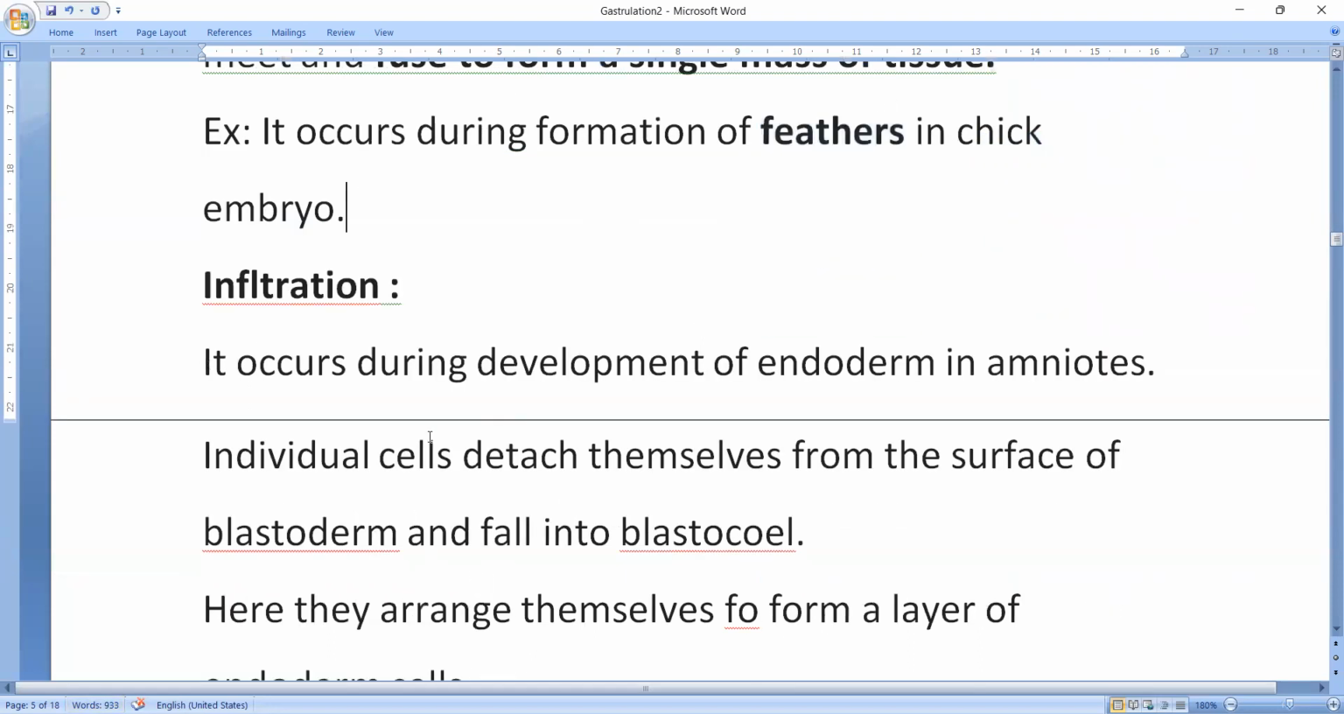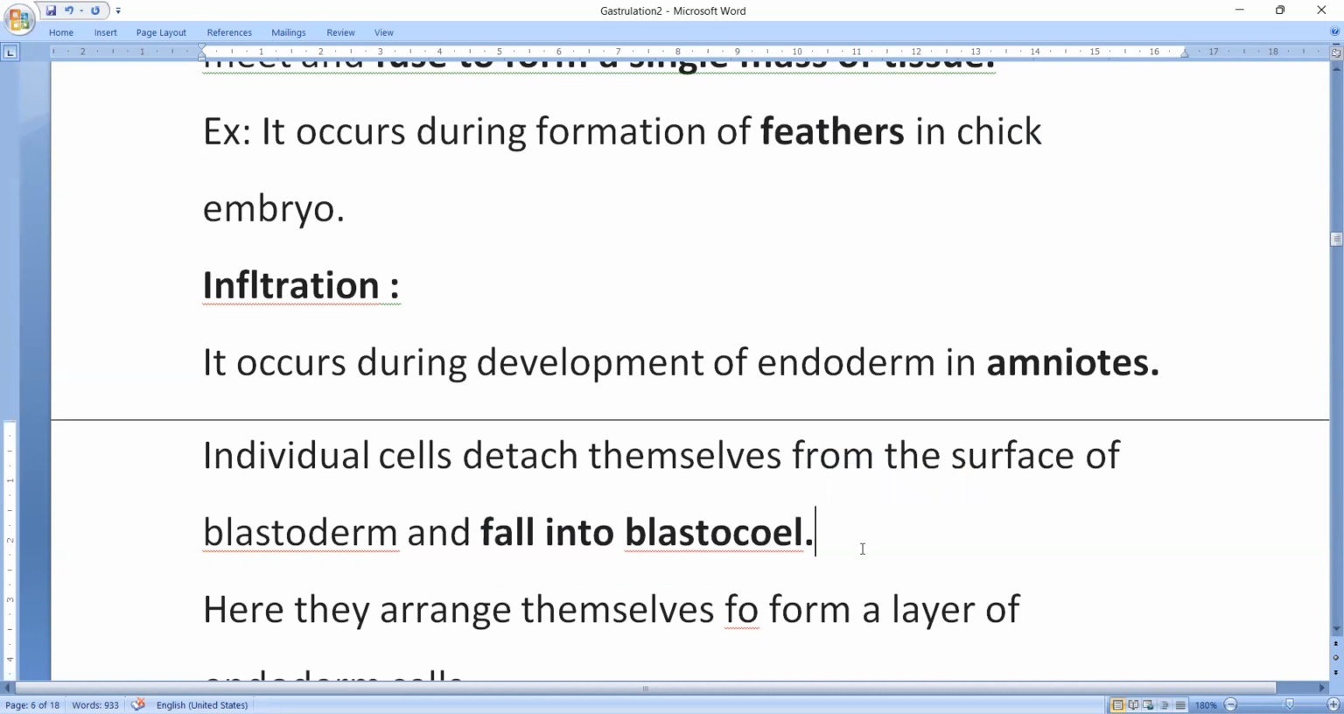So here it occurs during development of endoderm in amniotes. So amniotes are aves, reptiles, and mammals. So these are the amniotes. Amniotes లోపల ఎండోడర్మ్ డెవలప్ అయ్యేటప్పుడు జనరల్గా ఇన్ఫిల్ట్రేషన్ అనే ప్రాసెస్ జరుగుతుంది. ఇండివిజువల్ సెల్స్, ఒక్కొక్క సెల్ అనేది detach themselves from the surface of blastoderm and fall into the blastocoele.